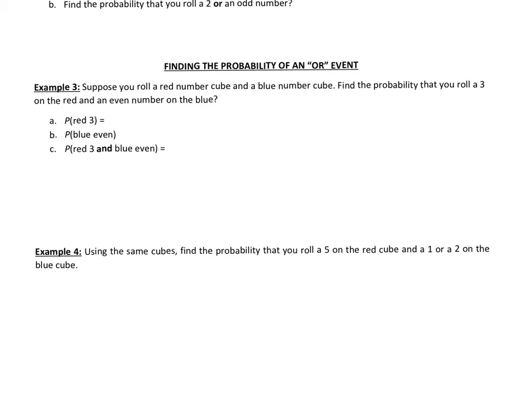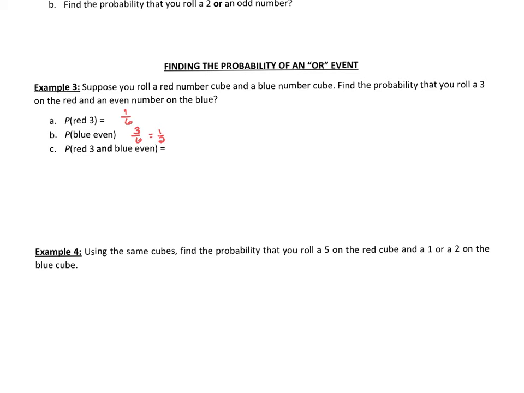All right, suppose you roll a red number cube and a blue number cube, so we're rolling 2 different cubes. Find the probability that you roll a 3 on the red and an even number on the blue. Well, if we think about the probability of each of these independently, a 3 on one die would be 1 out of 6. An even on the other would be 3 out of 6. So we could maybe just say that's 1/2.